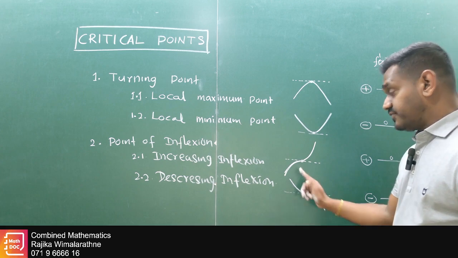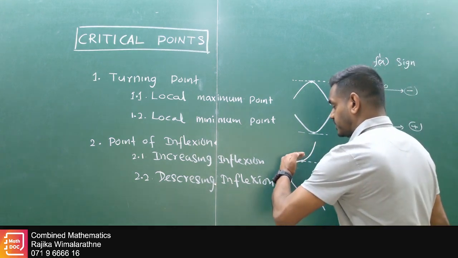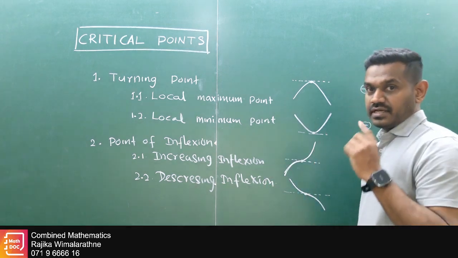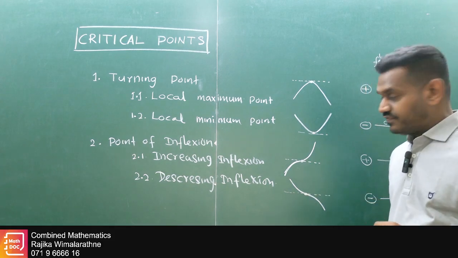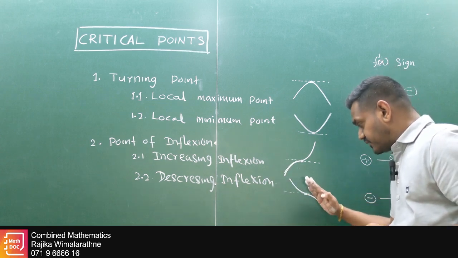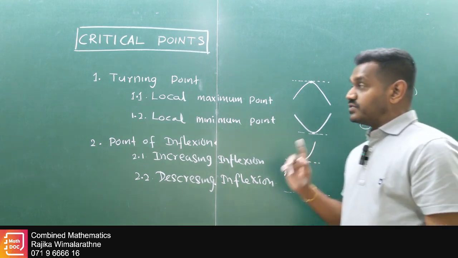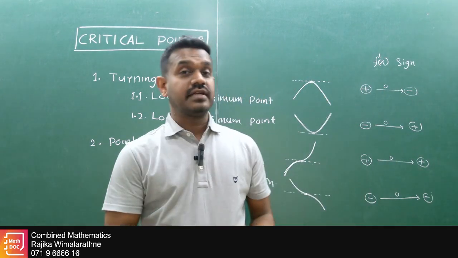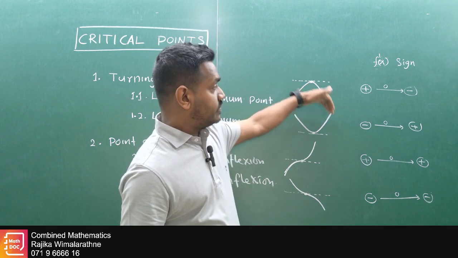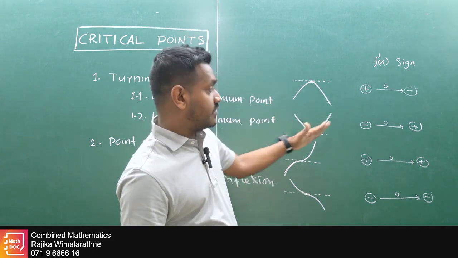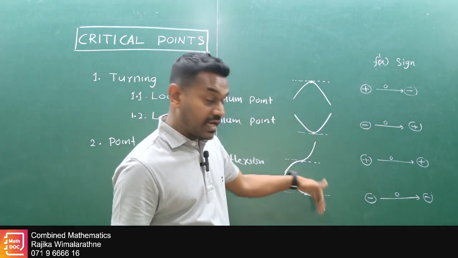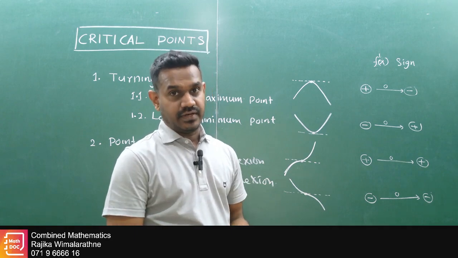Further, here is the increasing inflection. The gradient here is positive, positive, 0, positive, positive, positive. Then the gradient varies from positive to positive. At some point it will be 0. Then here the gradient is negative, negative, negative, 0, then negative, negative, negative. Therefore, by using these gradient relations, we can identify the type of the critical point. So here is positive to negative variation, here negative to positive variation, here positive to positive variation, and here negative to negative variation. That's how we identify a critical point.